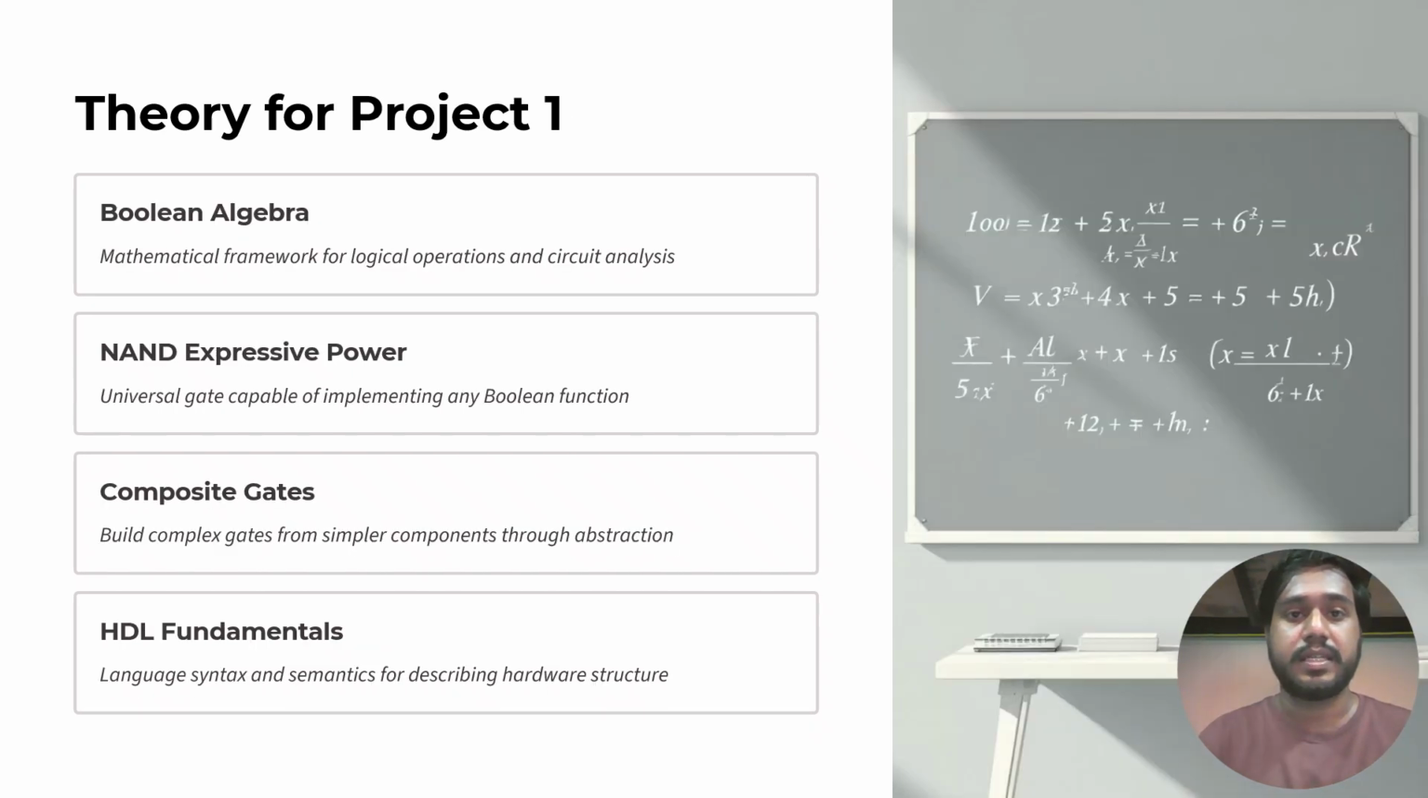The theoretical basis includes Boolean algebra, which explains logical operations mathematically. The NAND gate is a universal gate, meaning any logic function can be built using only NAND gates. Complex circuits are built through abstraction and composition of smaller gates. HDL helps describe how hardware components are connected and interact.